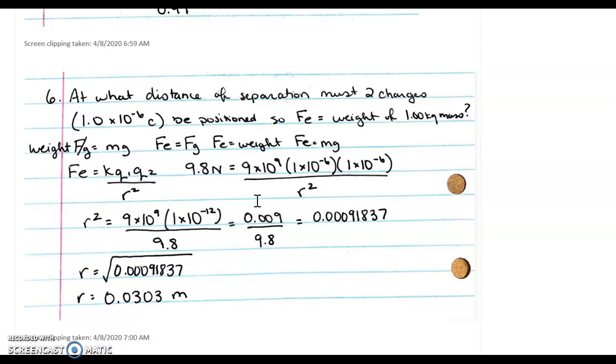our r squared. So you're solving for r. I left it as r squared to begin with, then put the r on its own side, and brought the 9.8 over by dividing. 1 times 10 to the negative 6 times 1 times 10 to the negative 6 is 1 times 10 to the negative 12. Then you multiply that by the constant, divide, and take the square root. The distance is 0.0303 meters, which is equal to 3 centimeters.